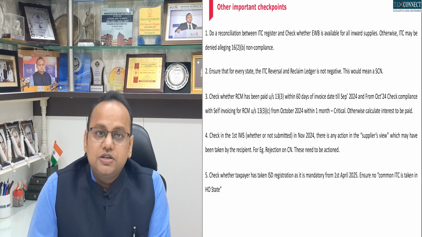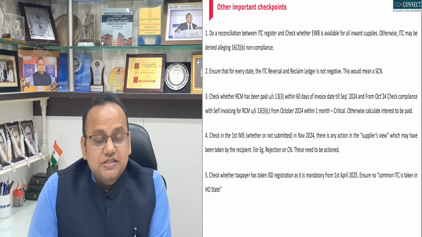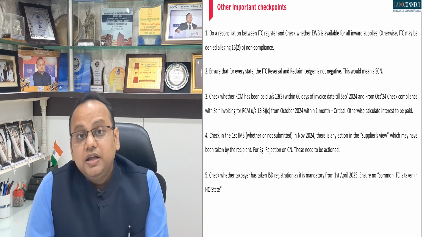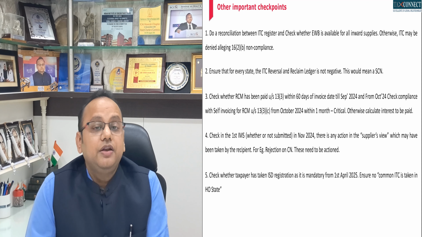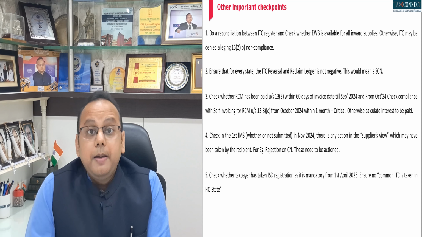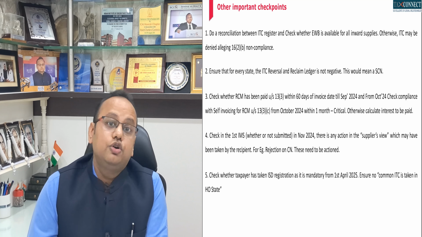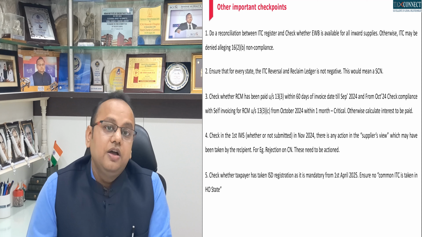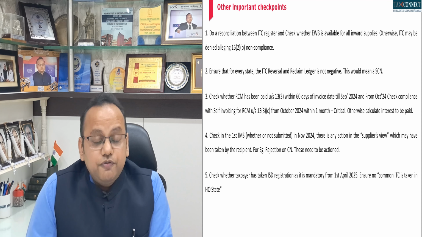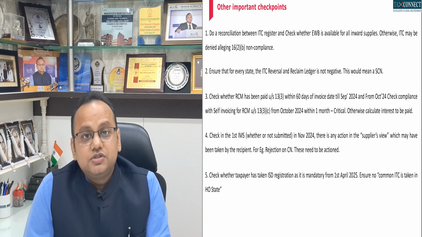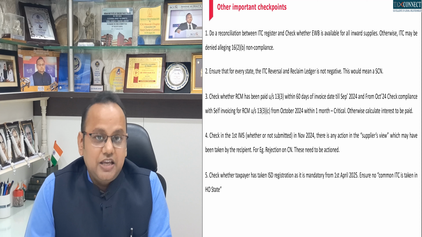However, from 1st November 2024, this RCM payment along with the self invoice needs to be generated within 30 days, not from the date of the invoice of the supplier, say for example transporter, but the date of receipt of the services, which would be a little earlier even from the date of the invoice of the transporter or the service provider. Therefore, it is very important to change your processes and to see that this change is implemented.